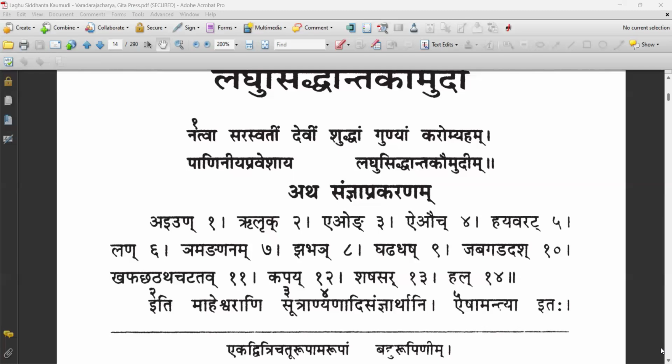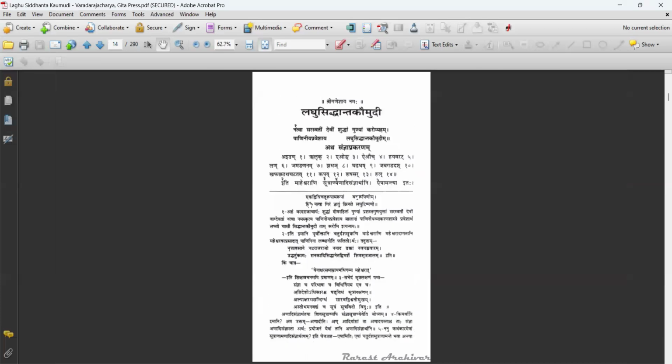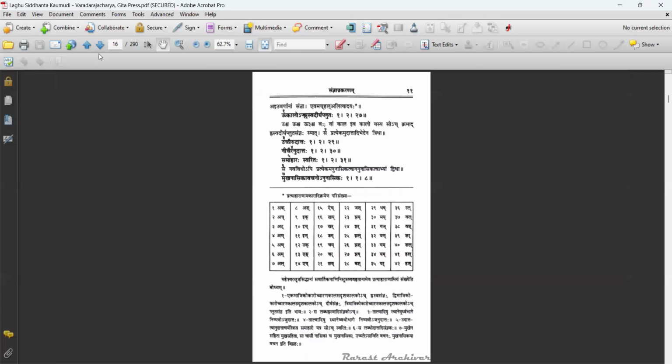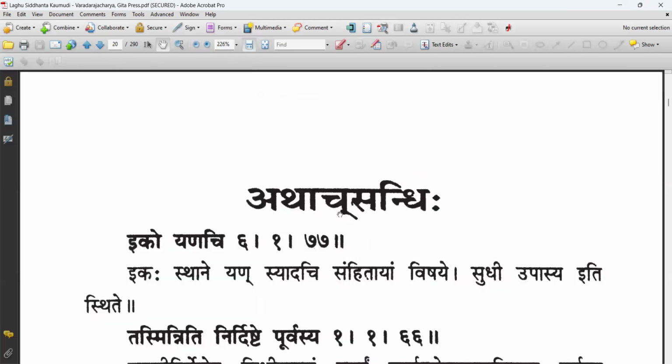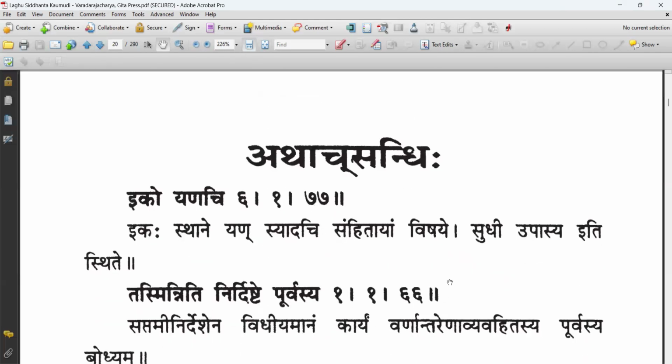It's on page number 19. See, I'm showing you, if you can see it. The first sutra is iko yanachi. You can see this is the sutra. Iko yanachi, it says: ikah sthane yan syat achi samhitayam vishaye. See, ikah sthane yan syat achi samhitayam vishaye. Sudhi upasya iti sthite. Done?